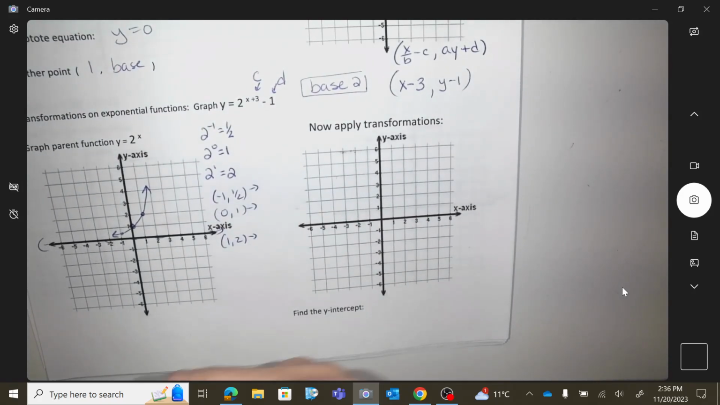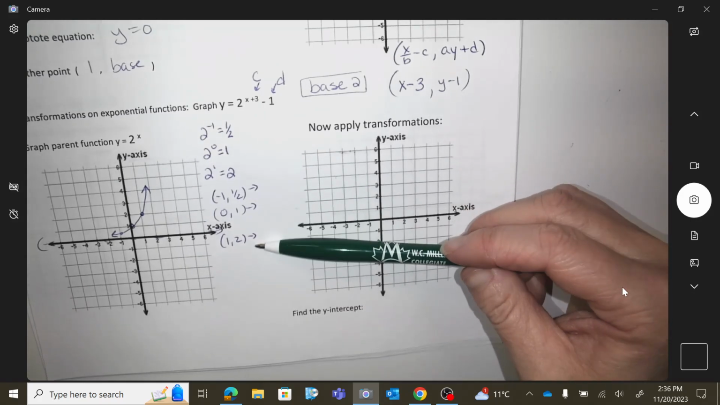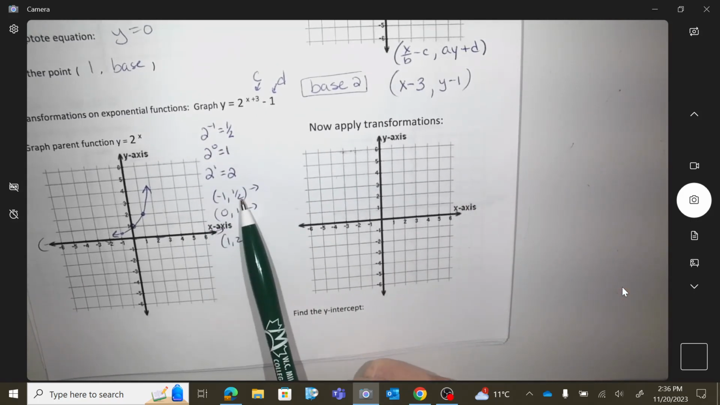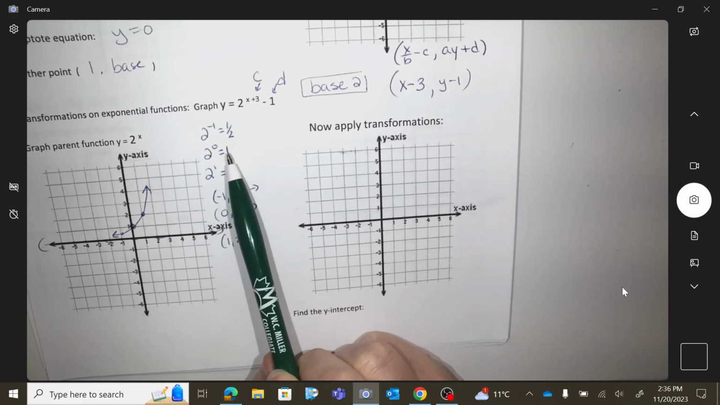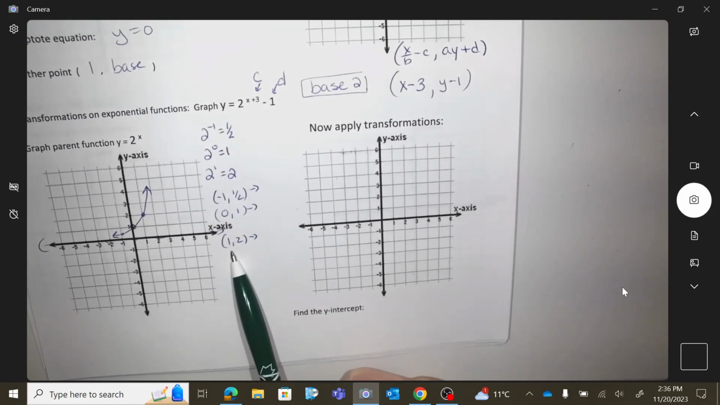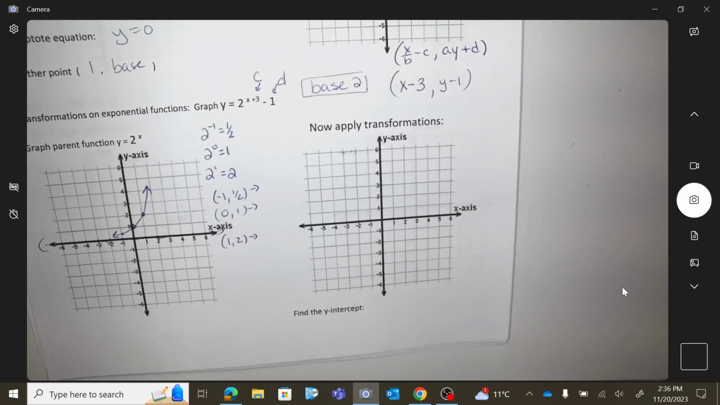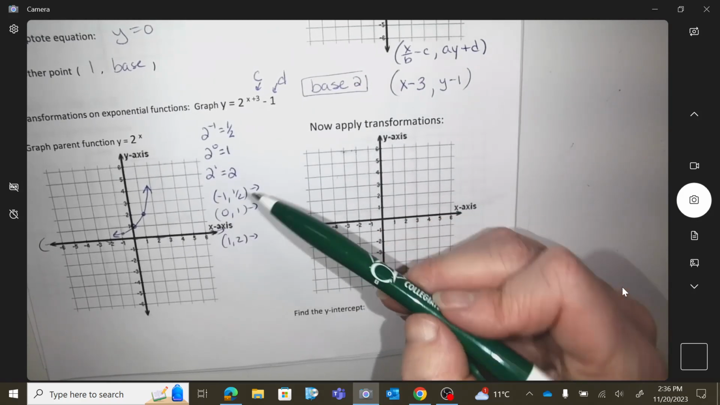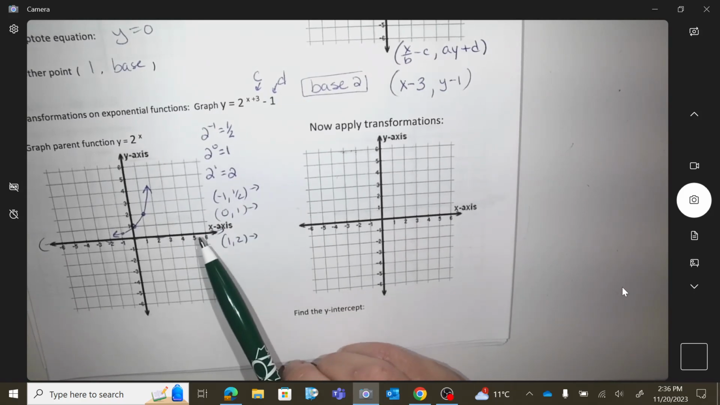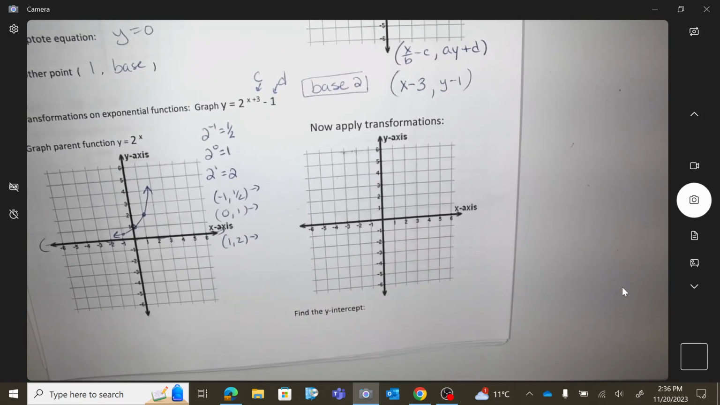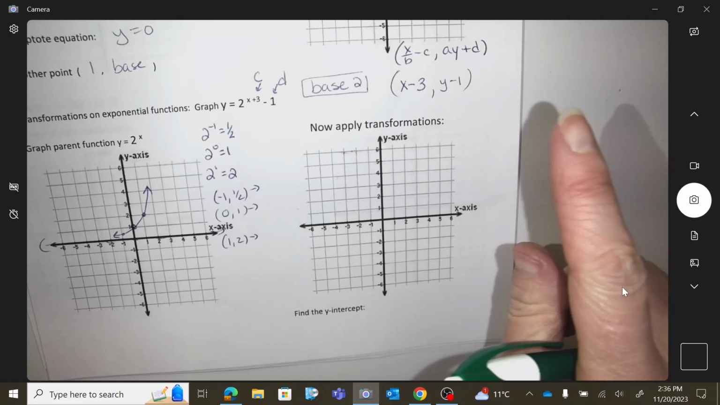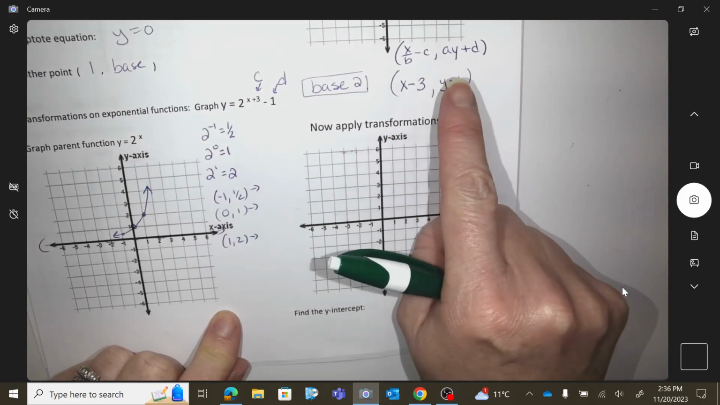Okay, so these were the 3 coordinates you did: -1, half; 0, 1; and 1, 2. You see where I'm getting the coordinates, right? Exponent, result. Exponent, result. Okay, let's do this and this.